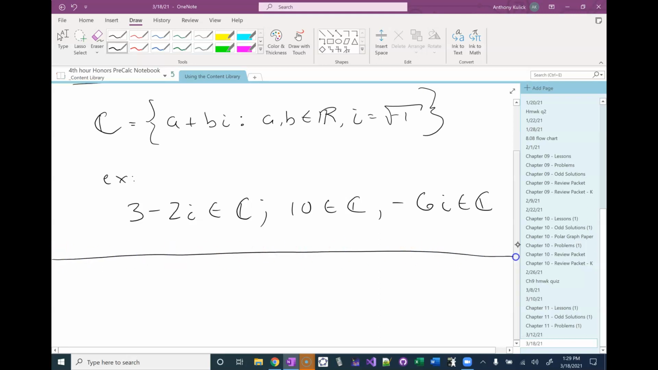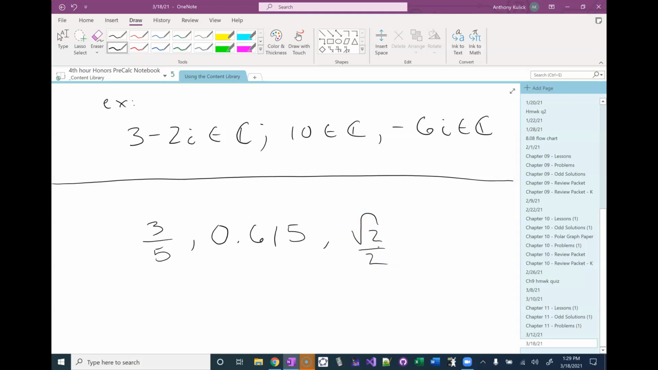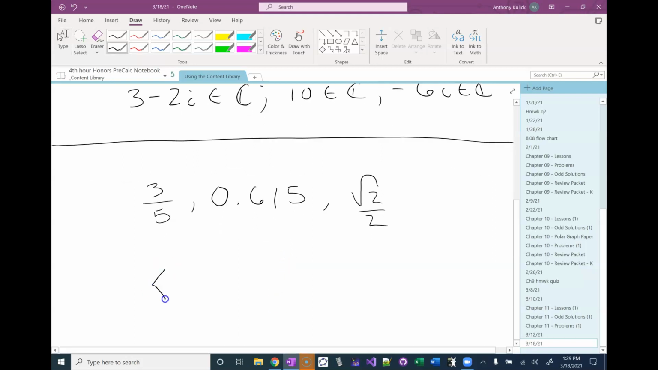Our question here becomes, if we think back to real numbers and we have 3/5 and 0.615 and the square root of 2/2, and we ask you to put these things on the number line, you could do that, right? We draw a number line, and 0.6 is here, there's 3/5.